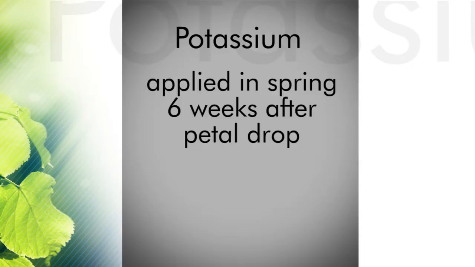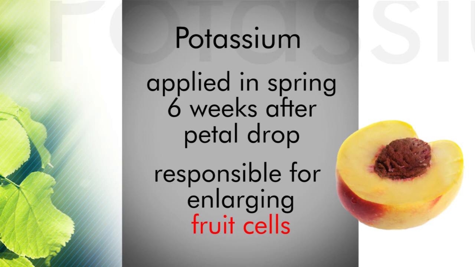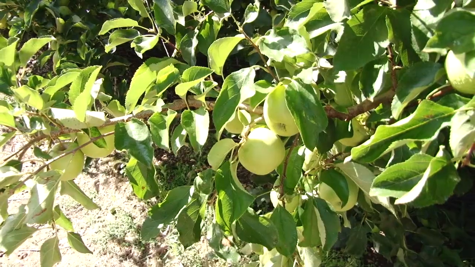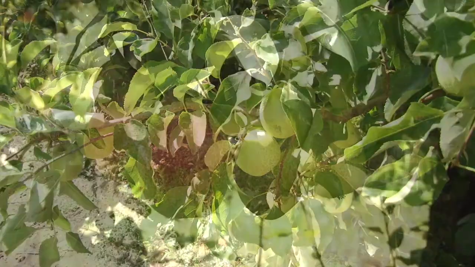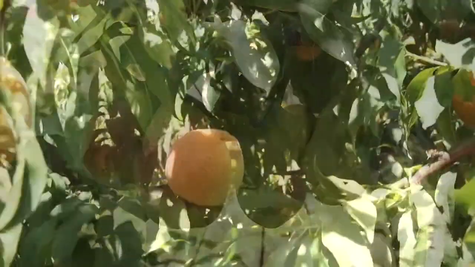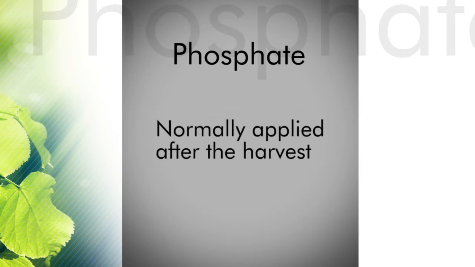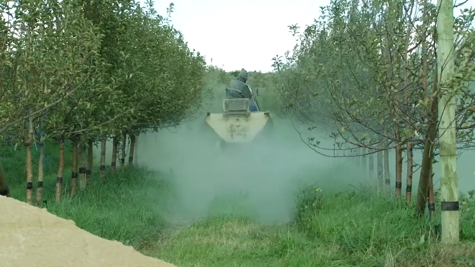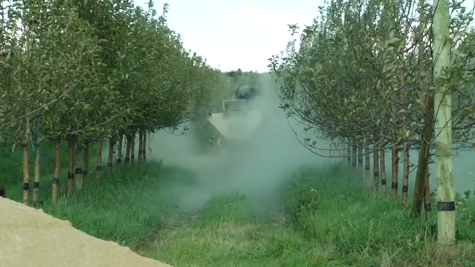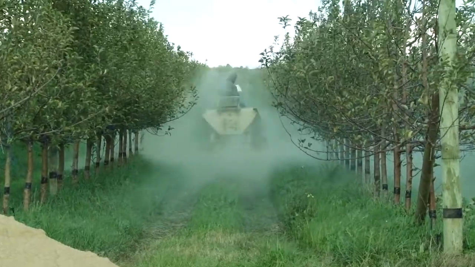Potassium is normally given in spring, usually also 6 weeks after petal drop. It's taken up by the plant very quickly and is responsible for enlarging the cells in the fruit. So potassium is a very important element to apply to get large fruit on the tree. Phosphate stays in the soil for a long time, so application time is not terribly important. Normally it's applied post-harvest. Liming, the process that supplies calcium to the soil, is done in winter.